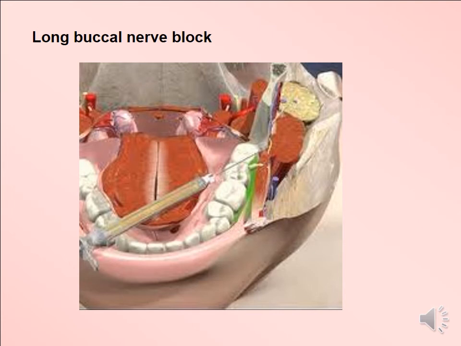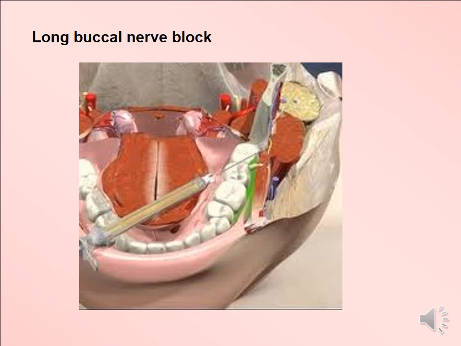The other nerve you must anesthetize is the long buccal nerve. We can use either infiltration or block. If you use infiltration, give it in the deep vestibule beside the tooth you need to work on, so the mucosa and the gingiva beside the tooth can be anesthetized.